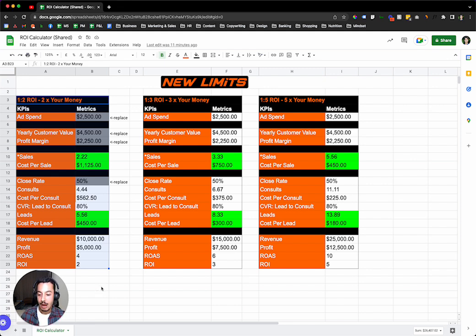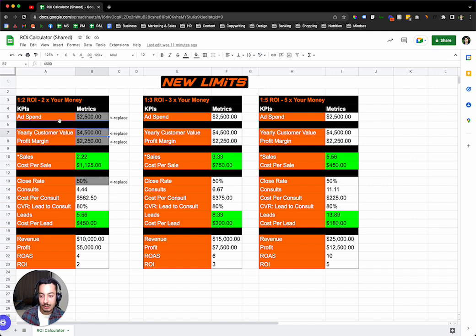There are three tables. The first table gives you the numbers to 2x your money, the second table gives you the numbers to 3x your money, and the third table gives you what numbers you need to hit to 5x your money. And all you need to do is replace the gray fields here that have an arrow pointing to them.